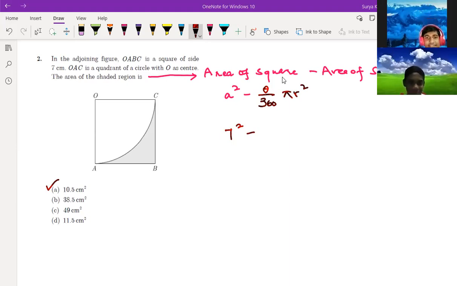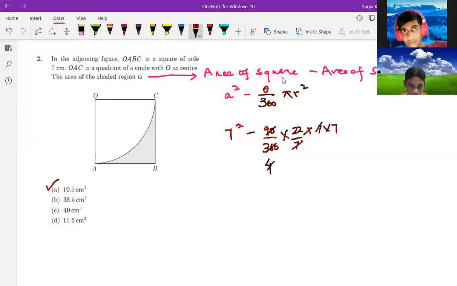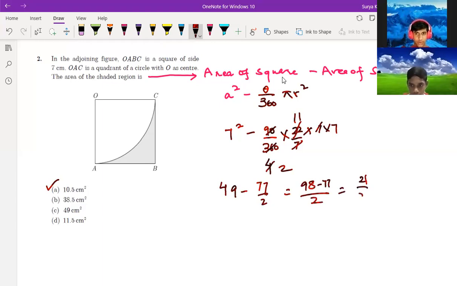So theta by 360 means 90 by 360 into, you have taken 22 by 7 or 3.14? Samarth? Yes, 22 by 7 only. 22 by 7 and the radius is the side, 7 centimeter. Radius is also the same, only 7 into 7. So 9 4s are 36, 7 7 cancelled, 2 2s are 4, 2 11s are 22. So 49 minus 77 by 2. This becomes 98 minus 77 divided by 2. So it becomes 21 by 2. The answer is 10.5 centimeter square.